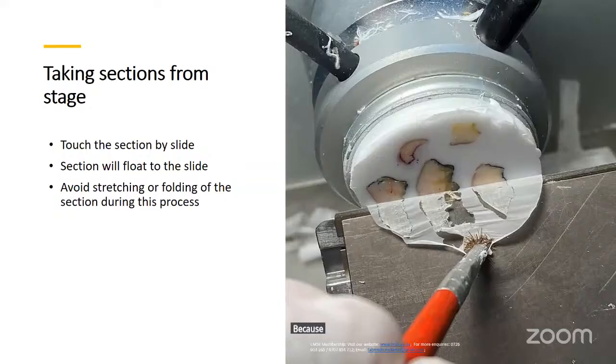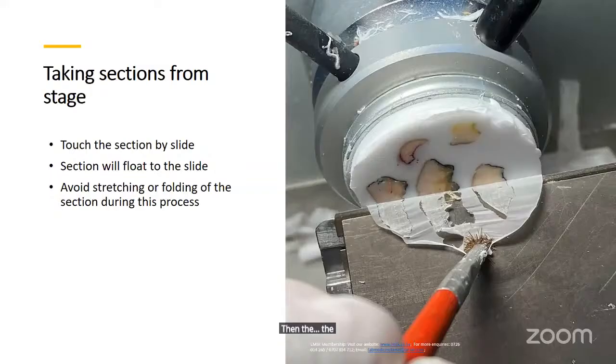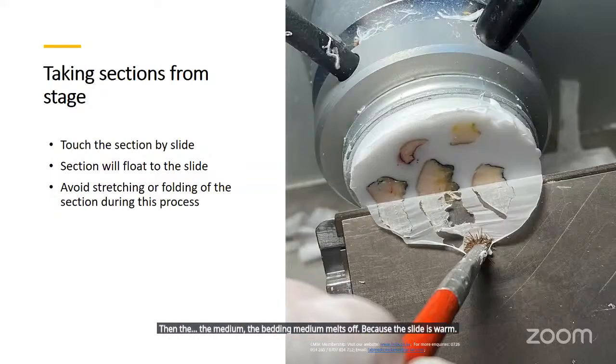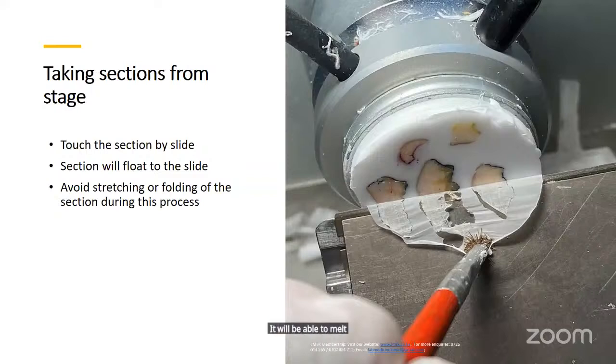Because the tissue will be able to attach to the slide. It just sticks to the slide. Then the embedding medium melts off because the slide is warm and the tissue is frozen. So when you touch the slide to collect the tissues, the embedding medium will be able to melt off, then you just remain with the tissue. So you touch the section by slide, and then the section will be able to float to the slide.